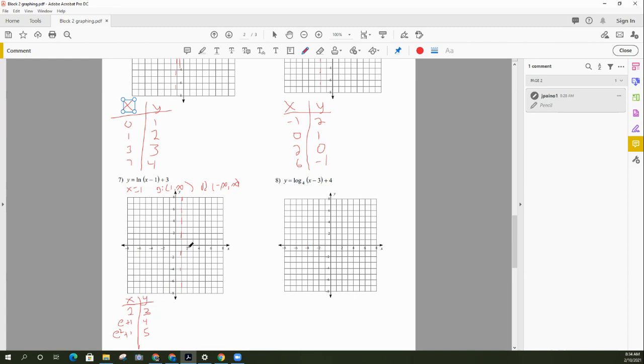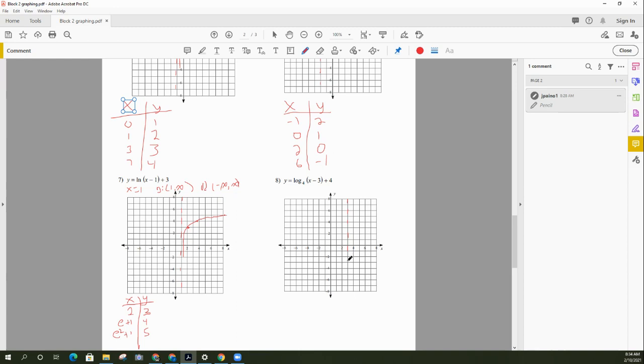All right, so if we plot these points here, 2, 3, remember e plus 1 is about 3.74. And then e squared plus 1 was 8 point something. And so our graph will look something like this. For 8 here, we're not going to fit much on the graph. All right, we're shifting it to the right 3 spots.